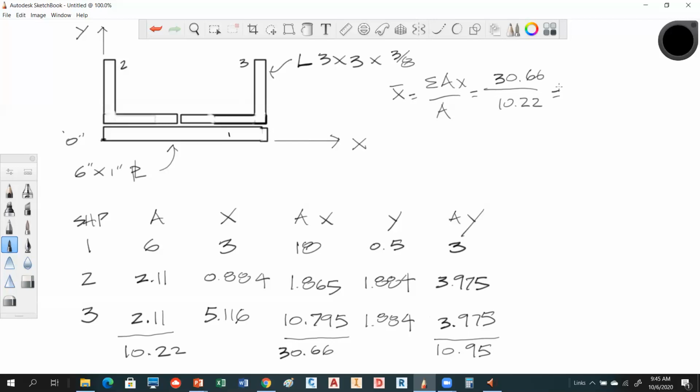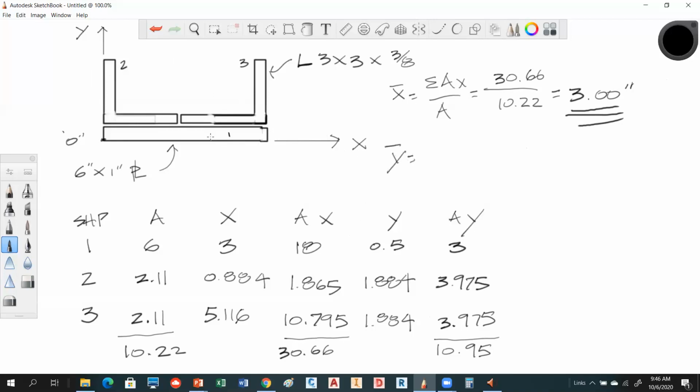Whoa, what did we come up with? Exactly 3. Does that make sense? These guys are symmetrically aligned on this, so this thing has to be 3. If we didn't come up with 3, we probably had a mistake, okay? So that makes sense.